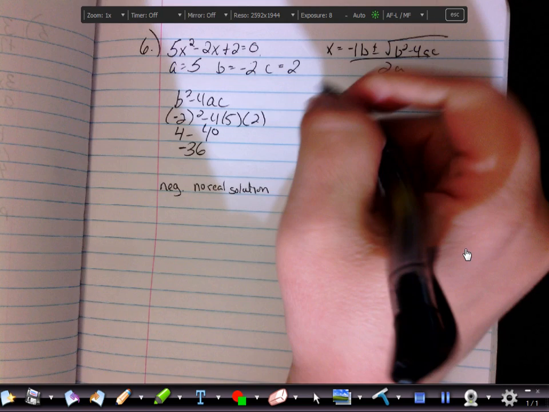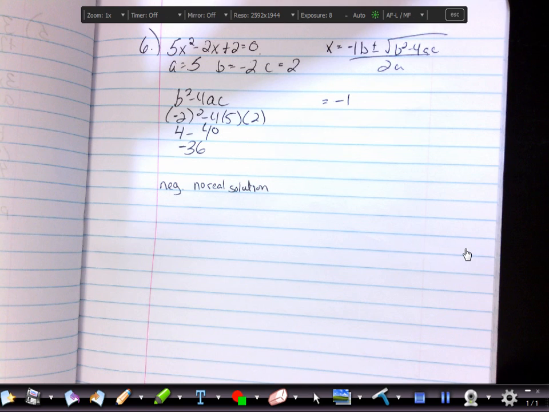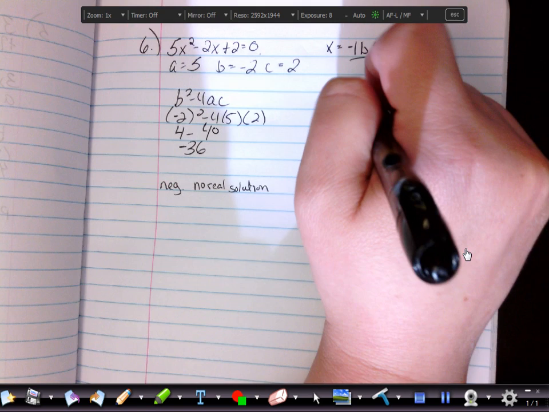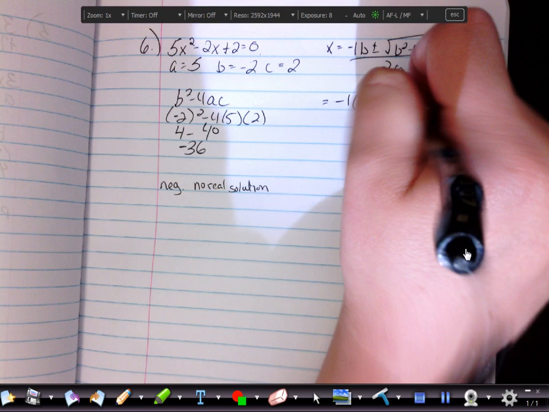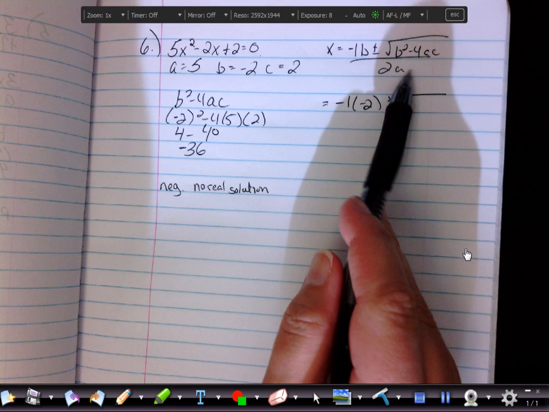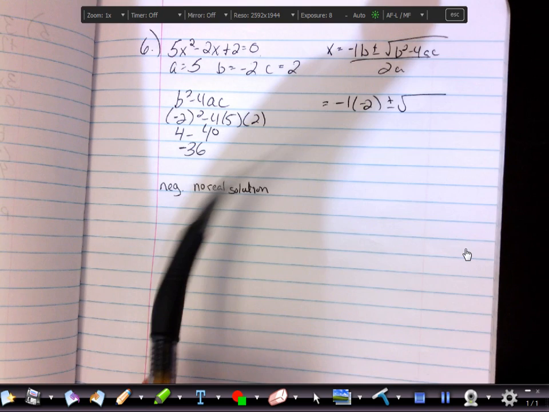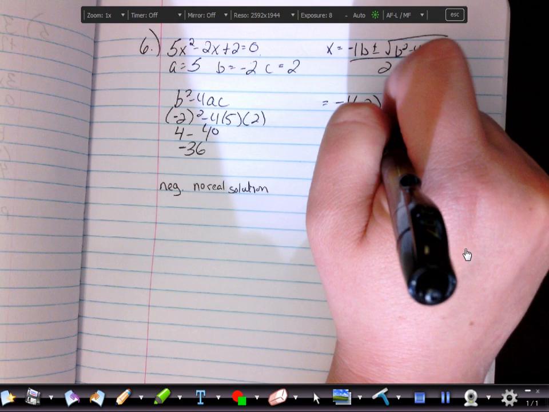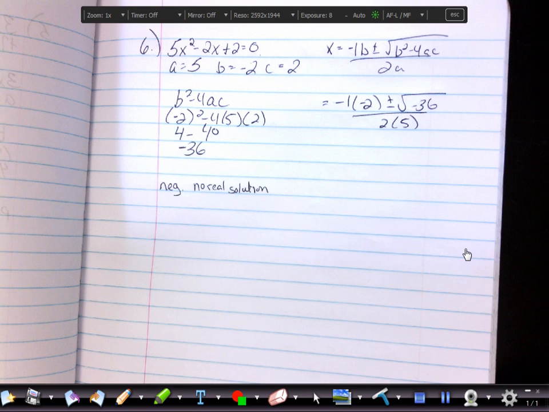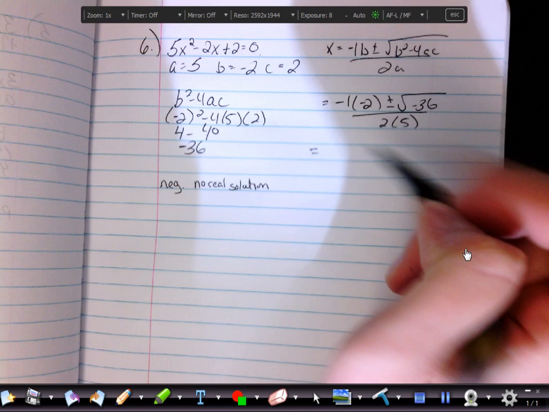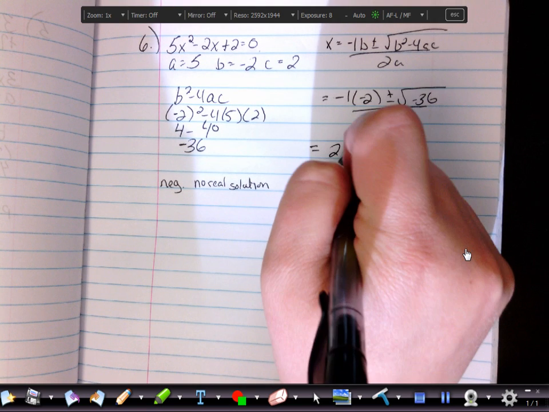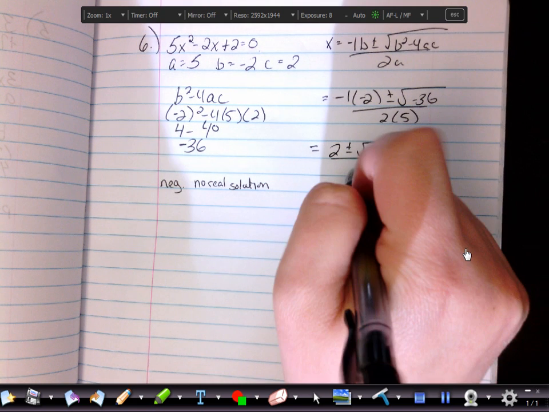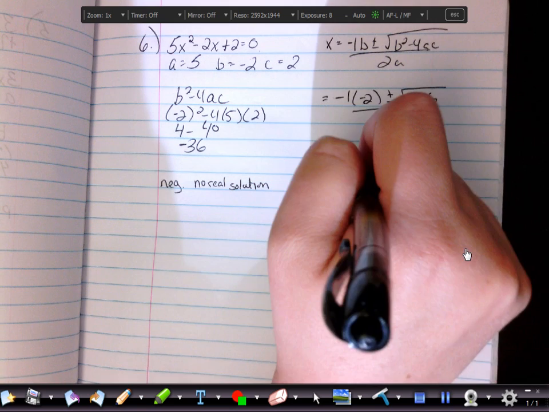Okay, so we're going to start plugging our stuff into our quadratic formula, our A, B, and C. So our B is going to be negative 2 plus or minus the square root. And again, I don't have to refigure this one, the b squared minus 4ac, because I already found it when I found my discriminant. It's negative 36 over 2 times A. So I'm going to do my multiplying here. This gives me a positive 2 plus or minus the square root of negative 36. And 2 times 5 is, whoops, 10.